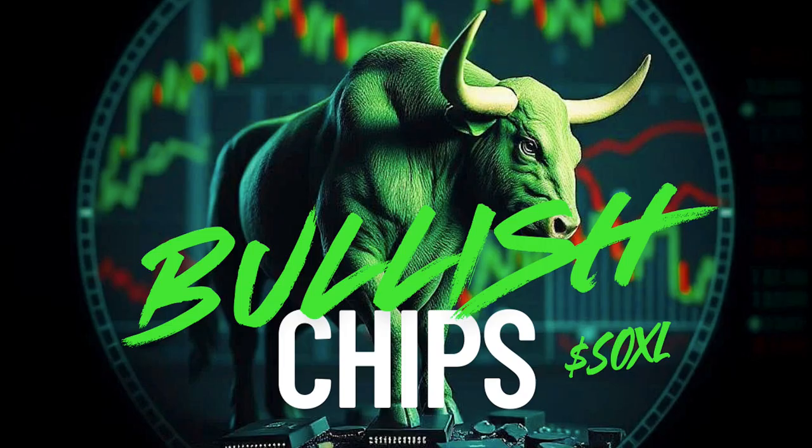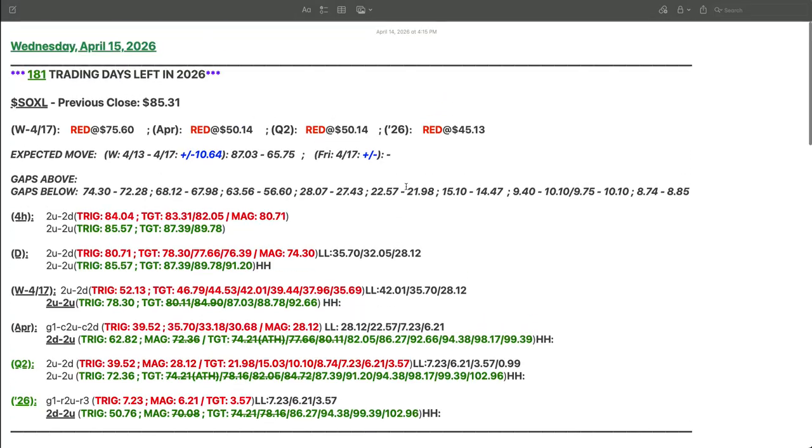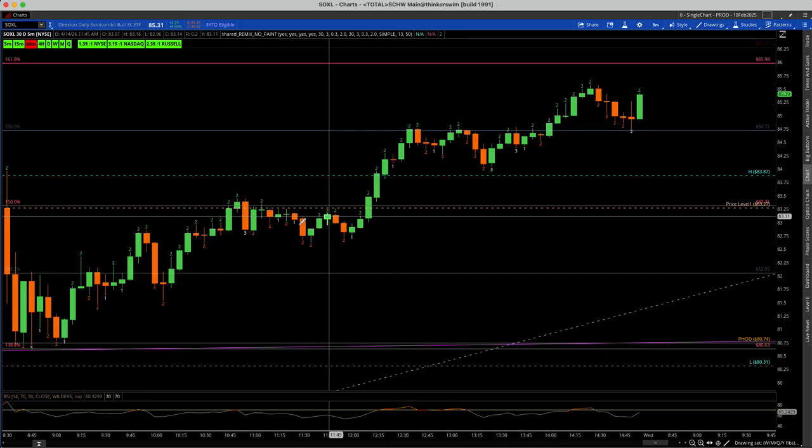And let's take a look at the agenda for today. We'll go ahead and recap the price action from Tuesday, April 14th, before we zoom out and look at the week, month, quarter, and year like we always do. Then we'll zoom back in, take a look at the 4-hour markers and the triggers and targets for Wednesday, April 15th, along with the review of the triggers and targets for the week, month, quarter, and year. All right, so let's go ahead and jump into the charts, starting with the 5-minute like we always do.